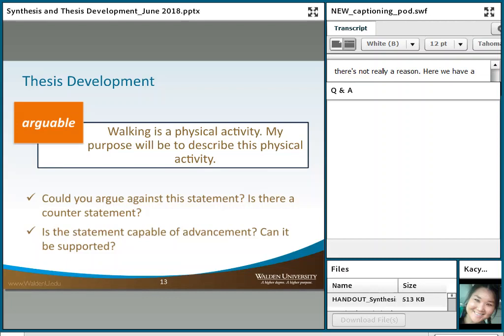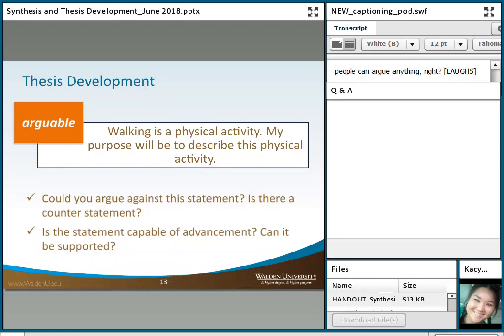So here we have this sample: walking is a physical activity. My purpose will be to describe this physical activity. And your purpose might be to describe a specific activity, but here we don't really have enough information to make this something that someone's going to want to argue about. If you can imagine finding this in a journal or somewhere where you're looking for something to read, this is probably not going to jump out at you as something that you really want to think about or talk about.